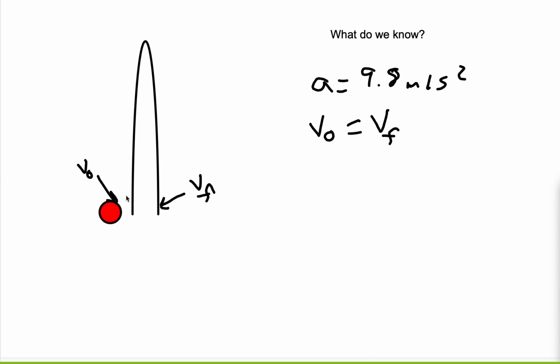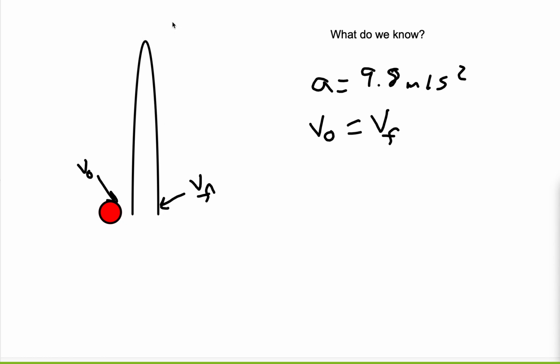So if it left my hand at 9.8 meters per second, that means at the end of 1 second, it would have lost all its speed. It would be at zero. And then as it falls, if it took a second to go up, it takes a second to go down. And its speed right at this point will be 9.8.